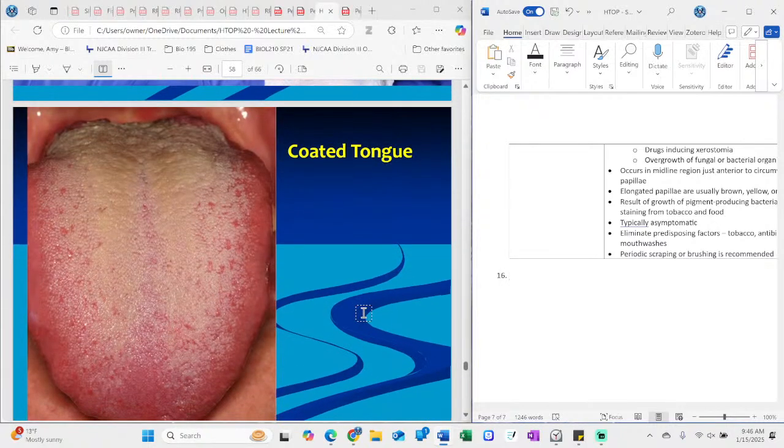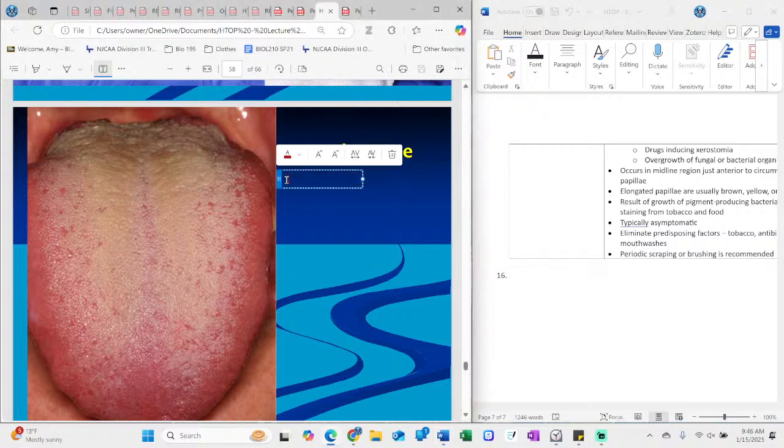This is coated tongue. So sometimes you may not see the hair-like elongation of the filiform papillae, but this may often be confused with candidiasis, and the patient may be put on unnecessary antifungal therapy. So keep in mind this is only coated tongue, and you ask the patient to clean the tongue with a tongue scraper or brush the tongue.